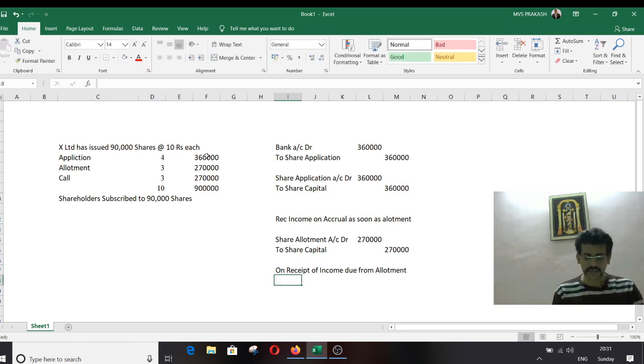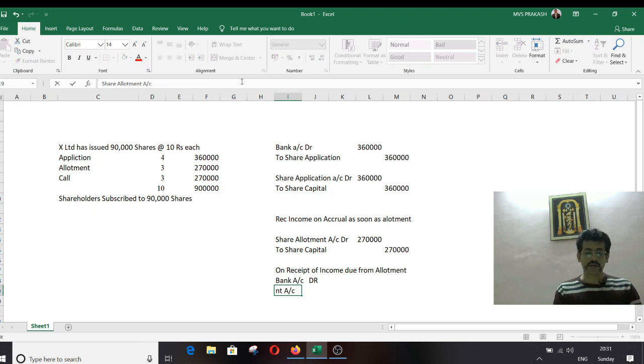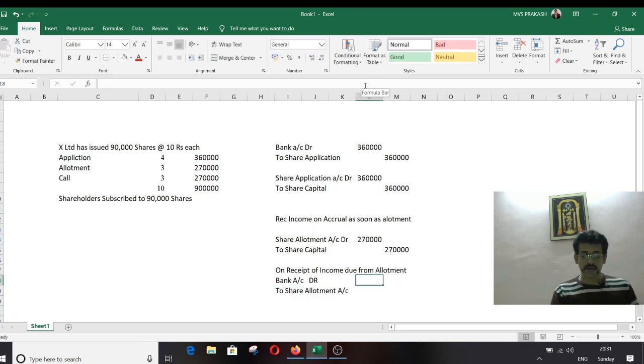You are getting the cash. So ultimately I will simply debit the bank account. Bank account will be debited. You are receiving this money for the purpose of your allotment. Income accrued but not received: earlier you had debited this. Now you have received that money. So as you are receiving that money, the asset is reducing. So bank account debit to share allotment account credit. Amounting to what? I was supposed to receive 2,70,000, received 2,70,000, thereby the amount is said to be closed.